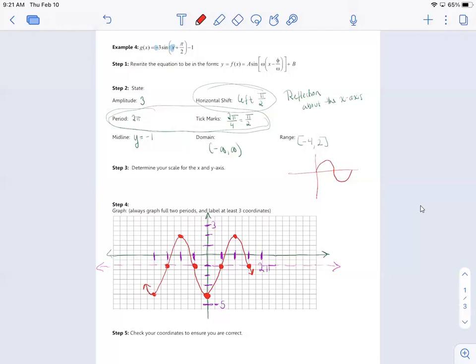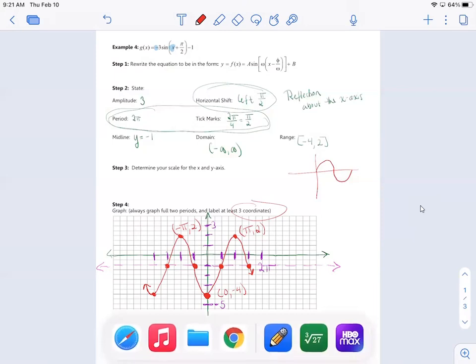Now we want to label some really nice points. So, okay, so this one is pi over 2. This one's a good one. This is 0, -4. And it doesn't matter which ones, you just always have to label 3. And this will be like your midterm. This is -pi over 2.